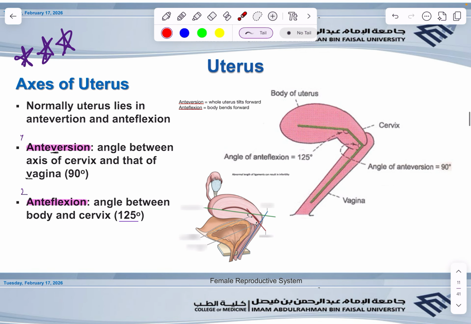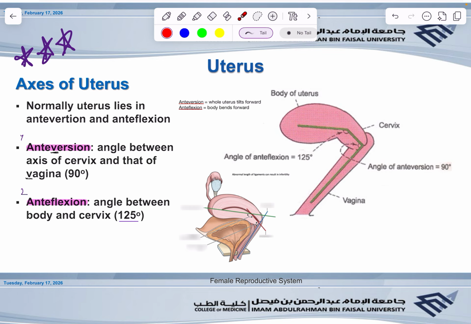Now the axes of the uterus, which matters because the doctor mentioned it several times. We have anteversion and anteflexion. The uterus is always in an anteverted and anteflexed position. Anteversion means that the whole uterus tilts forward, all of it together. And a way to remember this is to know between which part and which part the angle occurs.